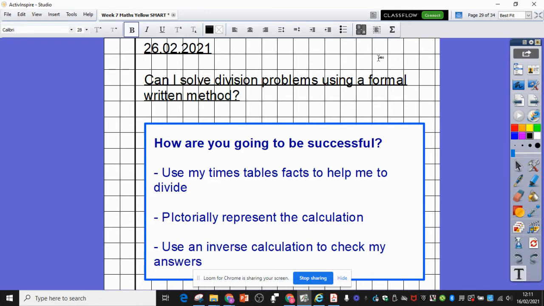Also, as in previous days, you're going to pictorially represent the calculation for me, and you're going to do an inverse calculation to check your answers are correct. So let's have a look at the questions that we are dealing with today.